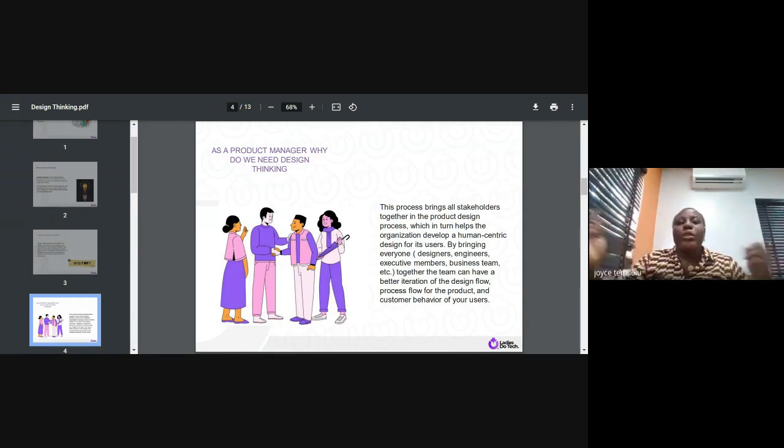So maybe you must have known that product management sits at the middle of business, technology, design, and the executive team. So you are that dot that connects everybody together to provide solutions, to ensure that things are going as planned, to ensure that the product is delivering a certain value that it's meant to deliver, right? So as a product manager in your day-to-day activity, you need design thinking.